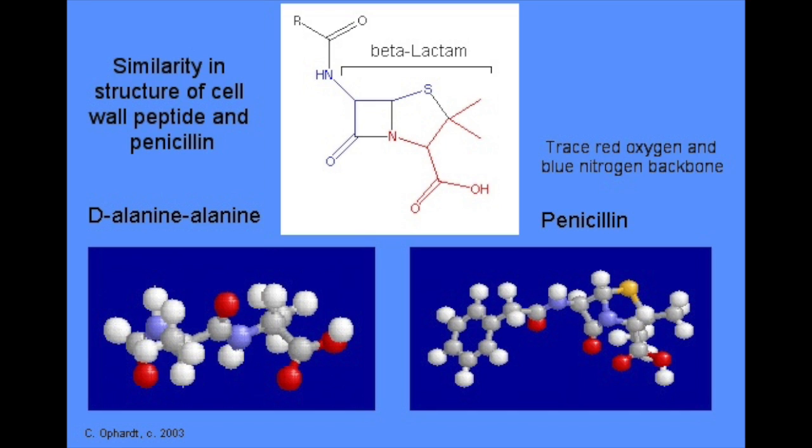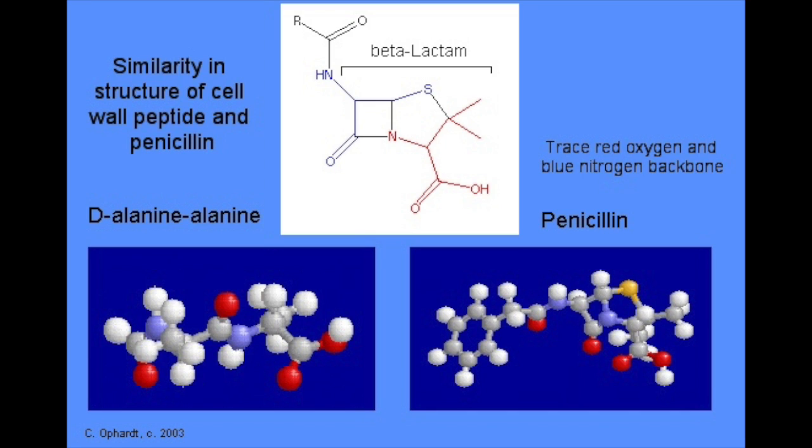So now we're going to transition into the effects of antibiotics on peptidoglycan synthesis. And the first one we're going to discuss today is penicillin, which was first discovered in 1928 by a Scottish scientist by the name of Alexander Fleming, and people began using it to treat infections in 1942.